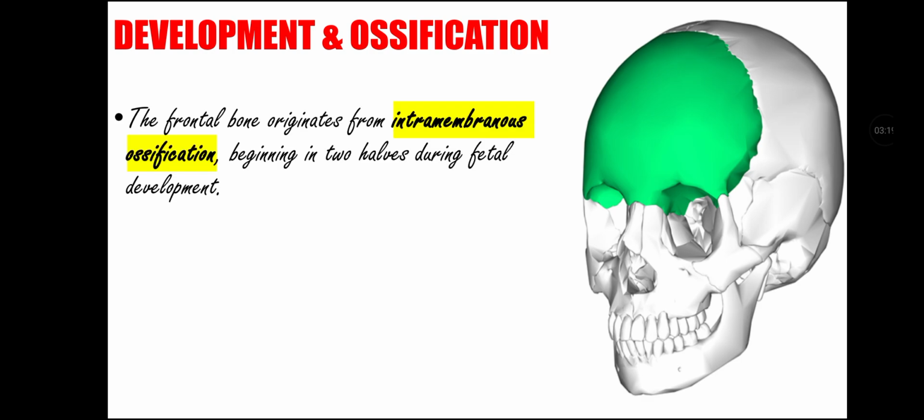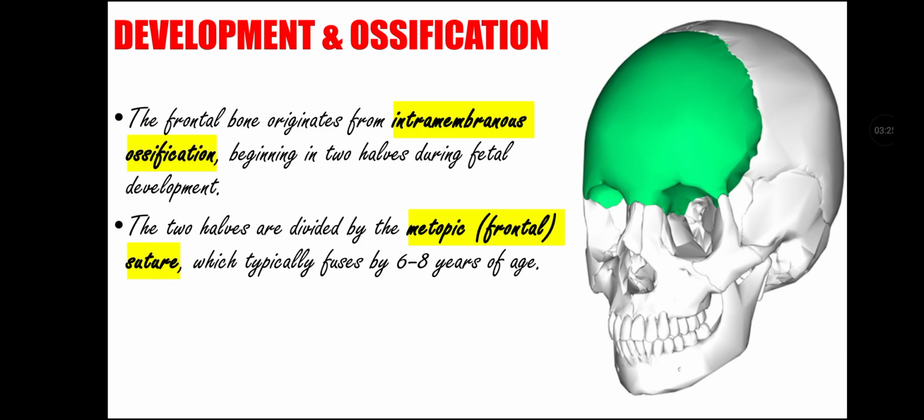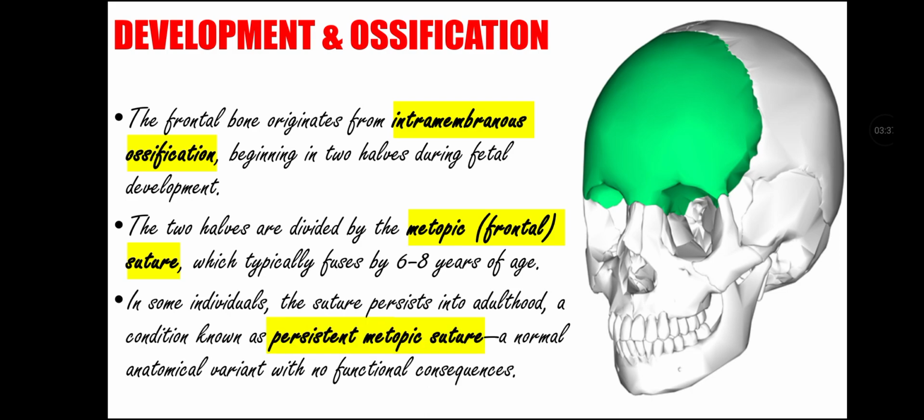Now let's talk about development and ossification of frontal bone. Frontal bone originates from intramembranous ossification beginning in two halves during fetal development. The two halves are divided by metopic suture, that is also called as frontal suture, which typically fuses by 6 to 8 years of age. In some individuals, the suture persists into adulthood, a condition known as persistent metopic suture, that is a normal anatomical variant with no functional consequences.